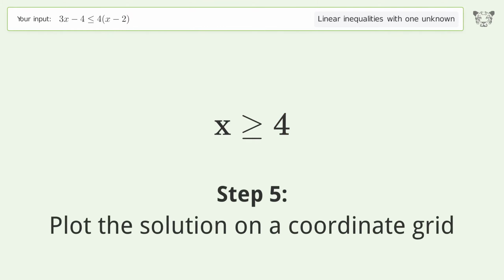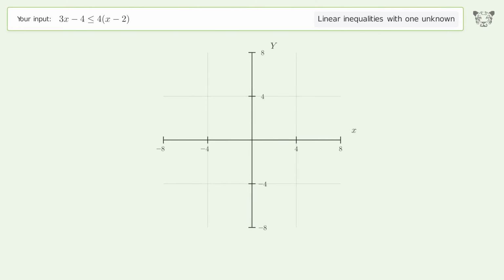Plot the solution on a coordinate grid. And so the final result is x equal or greater than 4.